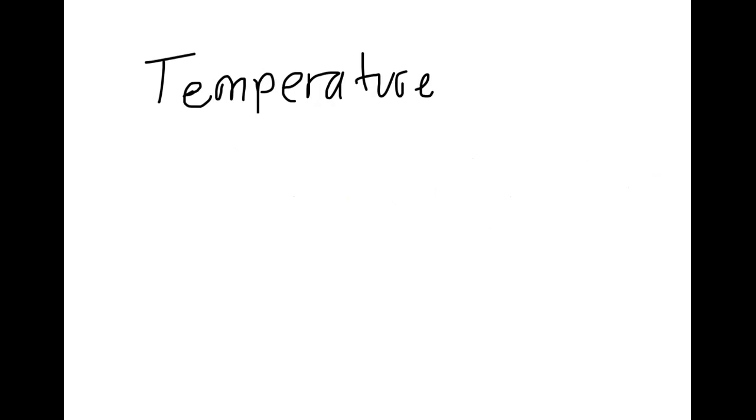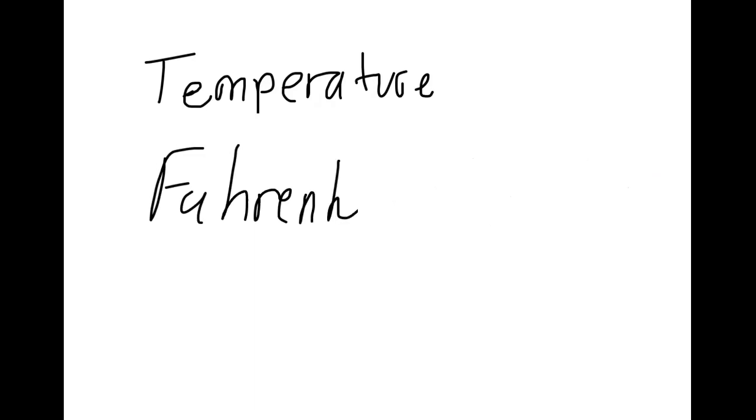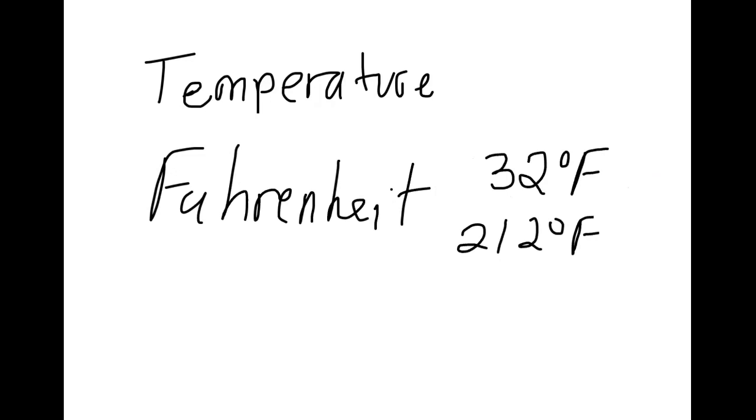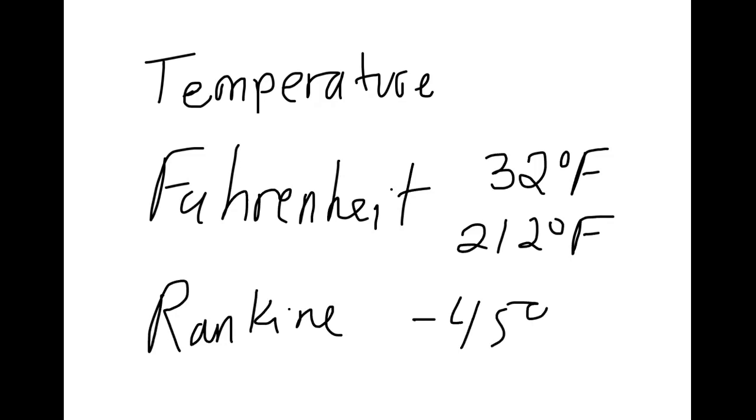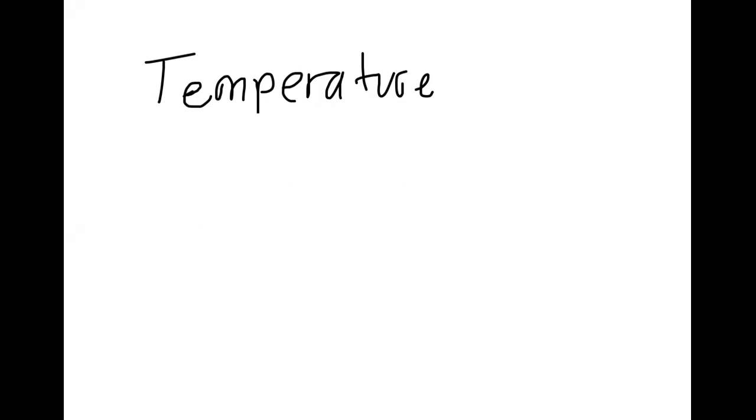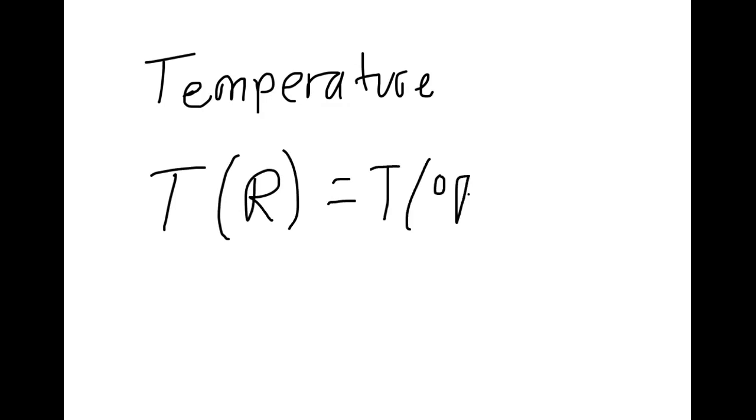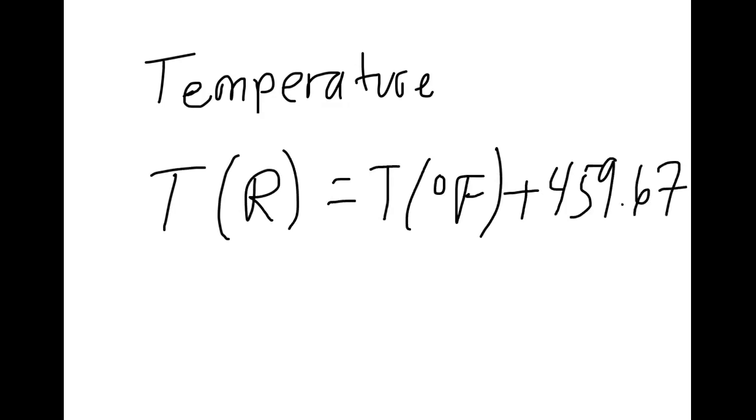In the English system, we have the Fahrenheit, which assigns a value of 32 degrees Fahrenheit to 0 Celsius and 212 Fahrenheit to 100 Celsius. And the absolute zero, which is called the Rankine, will be at minus 459.67 degrees Fahrenheit. So to change from Fahrenheit to Rankine, you want the temperature in Rankine, you grab the temperature in Fahrenheit, and you just add 459.67. And remember that Rankine and Kelvin are absolute temperatures.